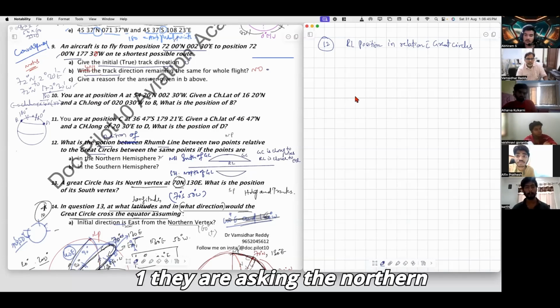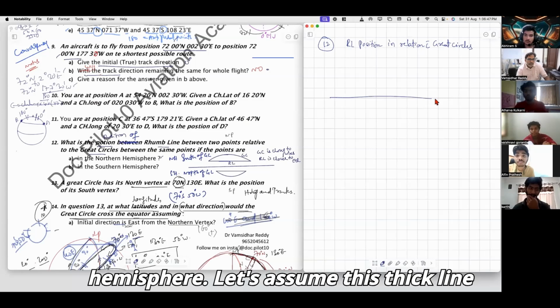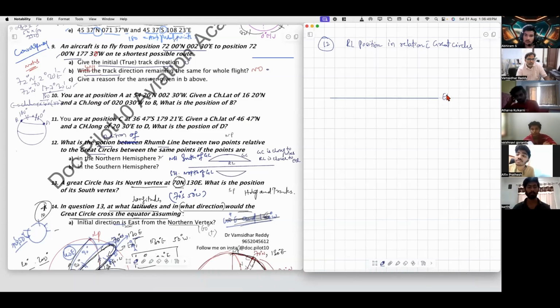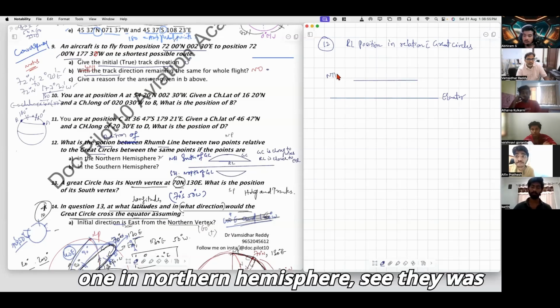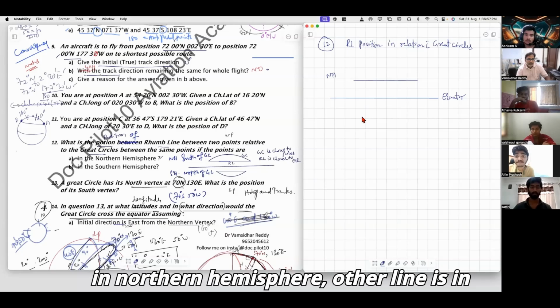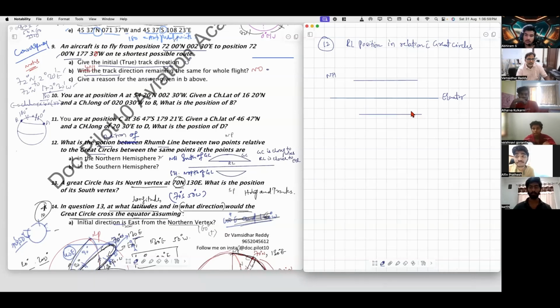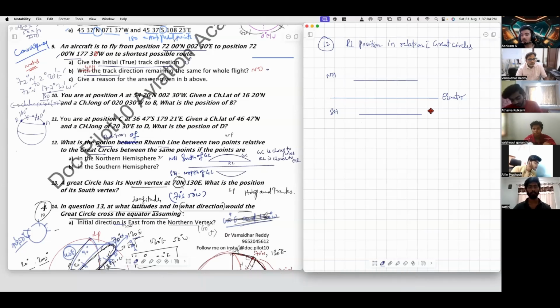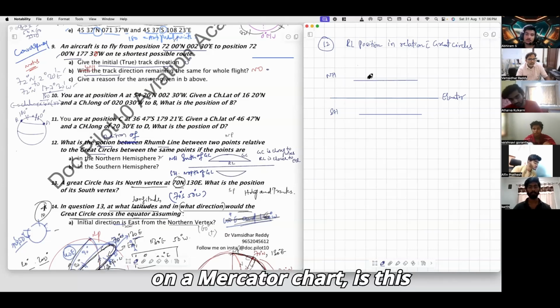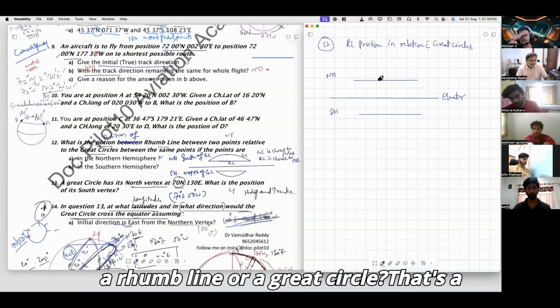Now, they are asking about the northern hemisphere. Let's assume this thick line is our equator. Let's say two lines are like this: one in the northern hemisphere, since they have asked about the northern hemisphere, and the other line in the southern hemisphere. Now, on a Mercator chart, is this a rhumb line or a great circle? That's a rhumb line.